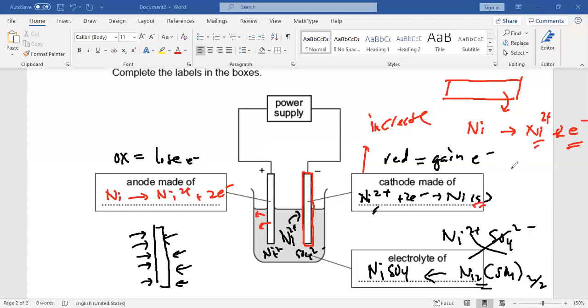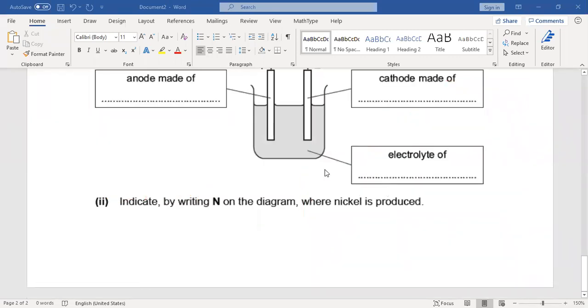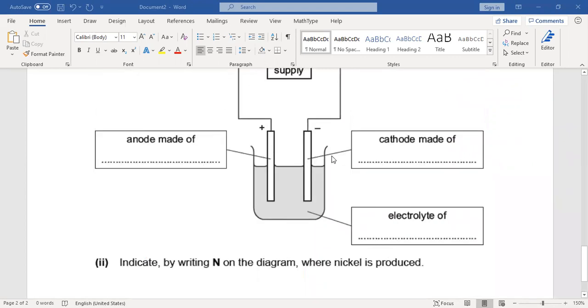The last one is to indicate by writing N on the diagram where the nickel is produced. I already mentioned that nickel is produced at the cathode, so here I just put N, because this is the negative electrode. We have Ni2+ here, and at this electrode Ni2+ gains 2 electrons to give Ni(s). So you have a deposition of Ni solid here at the cathode.